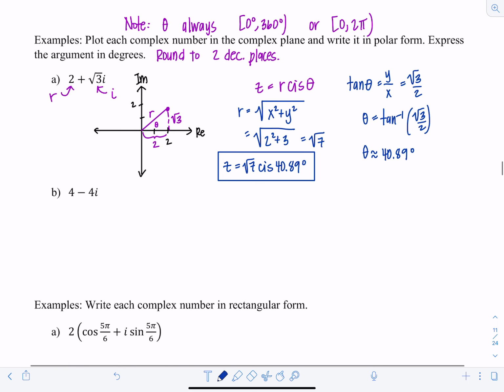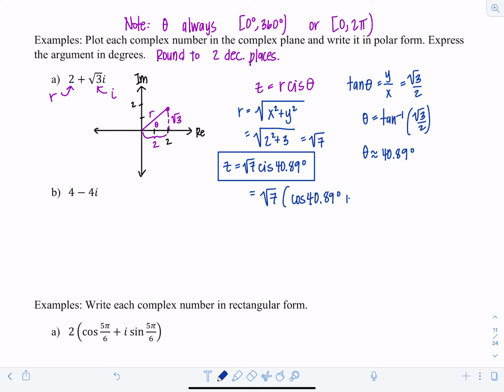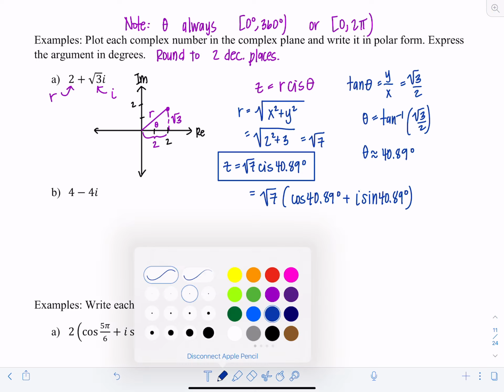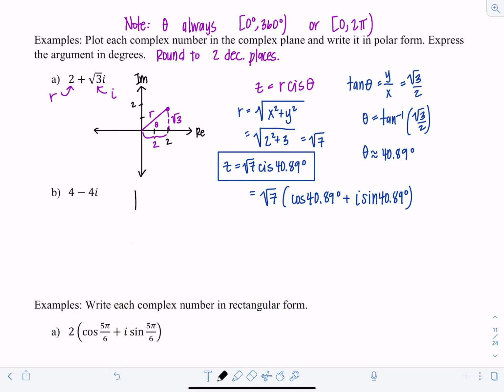If you don't like the cis, if it's bothering you and you want to write it all the way expanded, then that would be rad 7 cosine 40.89 plus I sine 40.89 degrees. All right, good.